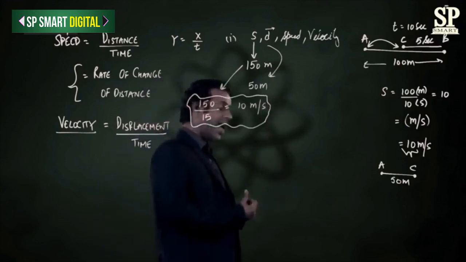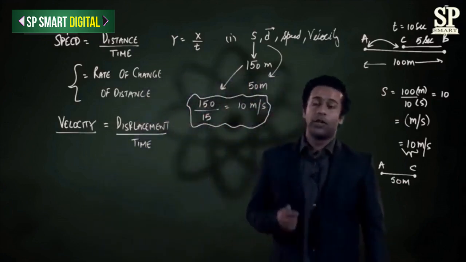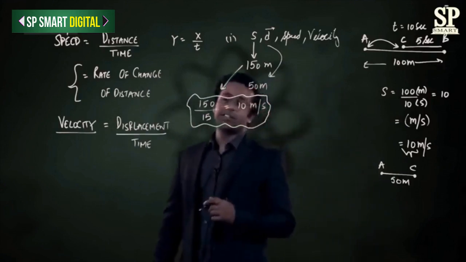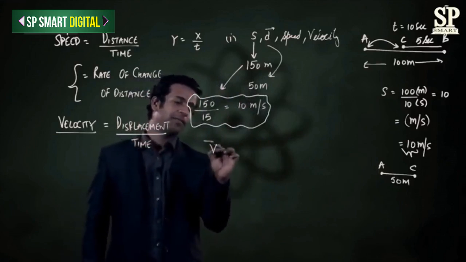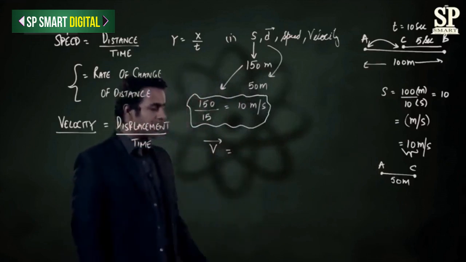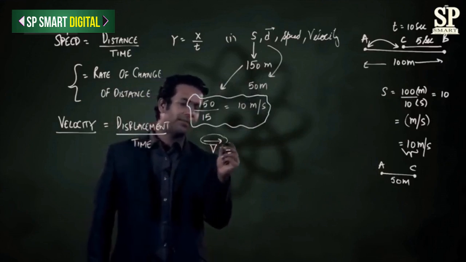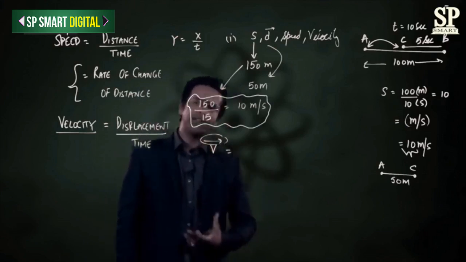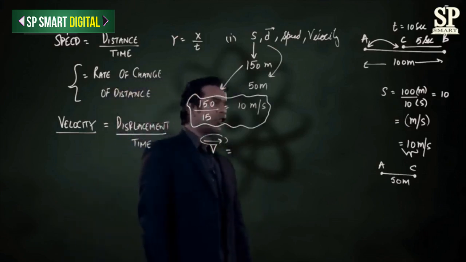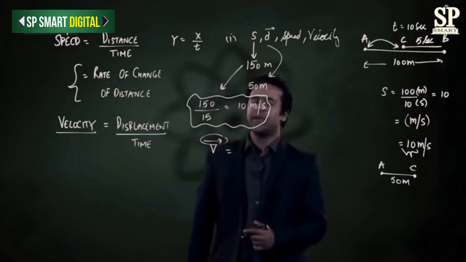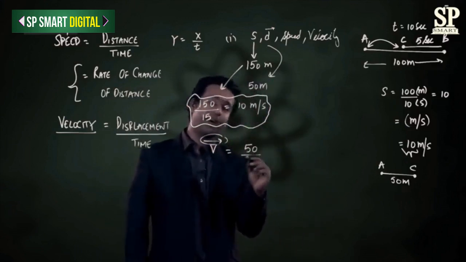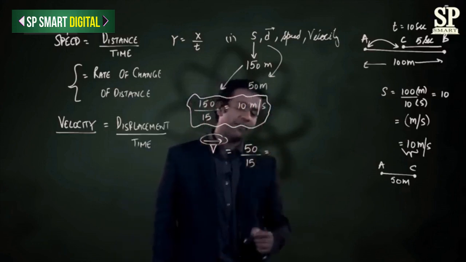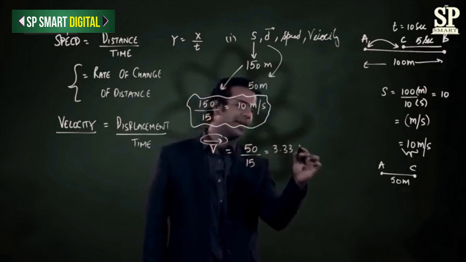Right. Next, let's come to velocity. For velocity, we need displacement, which we have found to be 50 meters. Let's not put the sign yet because we're not treating this like a vector. Let's first find out the magnitude, then we will discuss the sign. For magnitude, displacement is 50 meters divided by the total time taken, 15 seconds, which gives you a value of 3.33 meter per second.